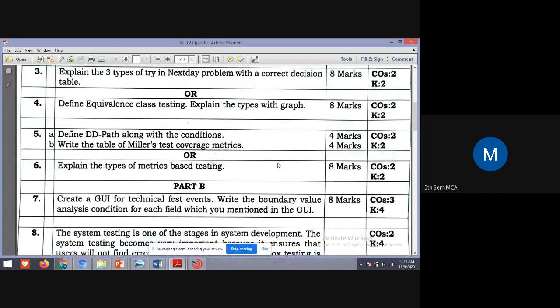Create a GUI for technical fest events. Assume our department is organizing a technical fest. So you have to write the GUI. See, the question I asked: create a GUI.